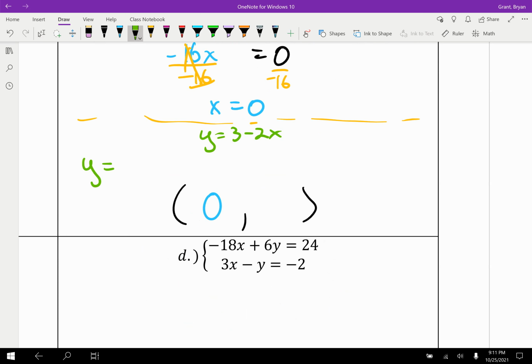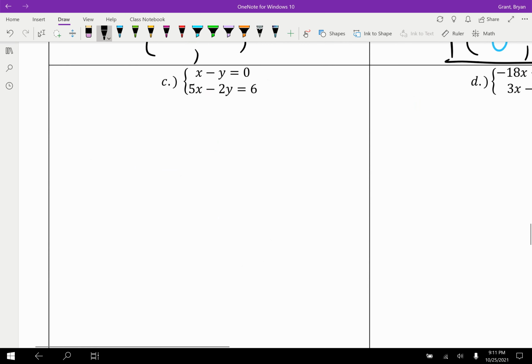And I'm just going to substitute in my x value that we found, which was 0, and then work to the right. 2 times 0 is 0. 3 minus 0 is 3. And that tells us that our line crosses, or the system has a solution at the point 0, 3.